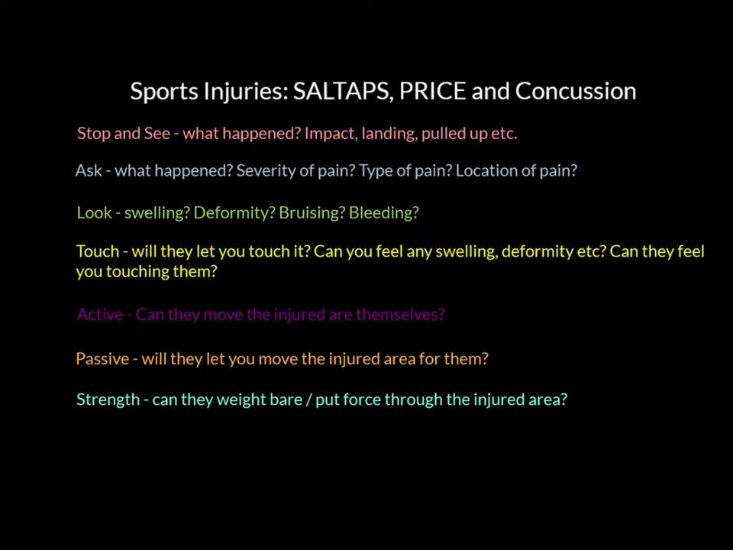And crucially, the location of the pain. Where is it that is injured? Where is it that is hurting right now? So the L in SALTAPS then stands for look. Let's look at the injured area. Let's look for any swelling, any deformity, any bruising, any bleeding. Also, don't forget, we have 2 arms and 2 legs. So if they've injured one knee, look at one knee, then look at the other. Can you see a difference between the two? We should be symmetrical. So if you can see a definite difference on one knee or one ankle compared to the other side, then we know there's an injury here.